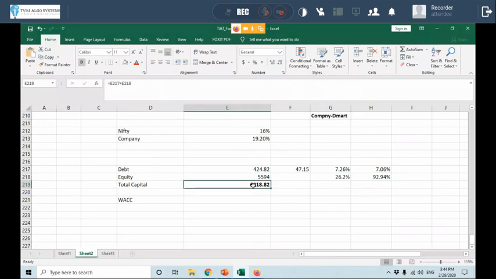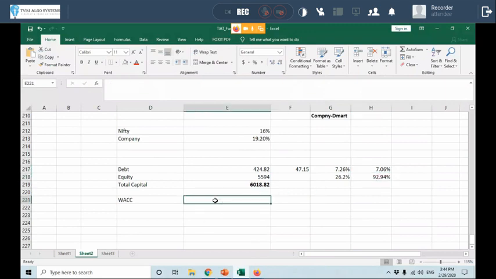In the total capital, what are we finding here? Weighted average cost of capital. So this has to do with capital. Yes, we are doing a weighted average, so we will do weights of debt and weights of equity.